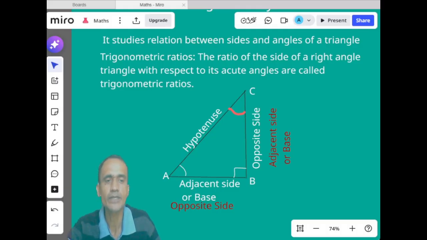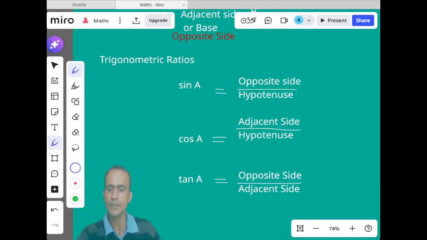Now we will study various trigonometric ratios. When I say ratio, that means it is the ratio of the sides. When we say sine A, it is sine of angle A. It means the ratio of the opposite side to the hypotenuse. Sine A doesn't mean sine into A. It is a short form of sine of angle A. Similarly, cos A is the ratio of the adjacent side to the hypotenuse, and tan A is the ratio of the opposite side to the adjacent side.